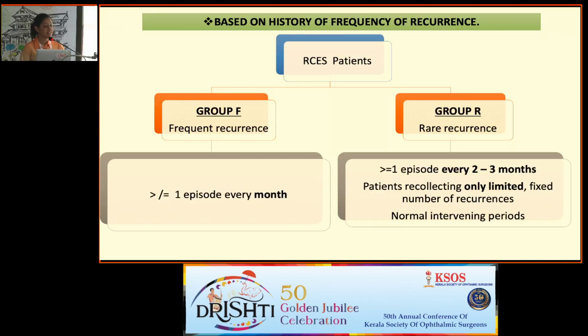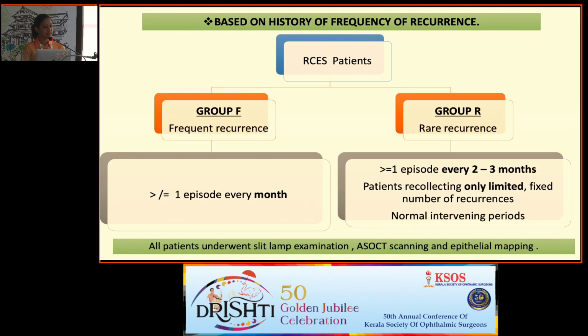Based on the history of frequency of recurrences, patients were grouped into the frequent recurrence group, that is, patients who complained of at least one episode a month, or the rare recurrence group, that is, patients who complained of an episode at least every 2 to 3 months, or only a limited or fixed number of recurrences since the initial insult. All patients underwent slit lamp examination, ASOCT scanning, and epithelial mapping.